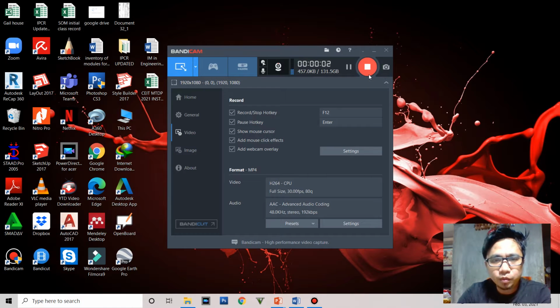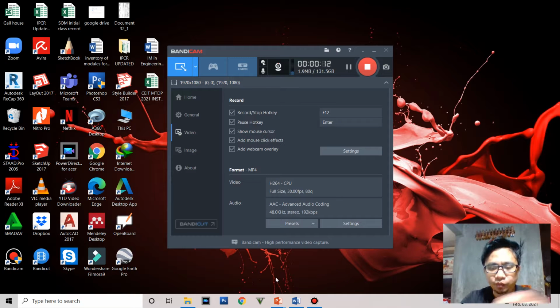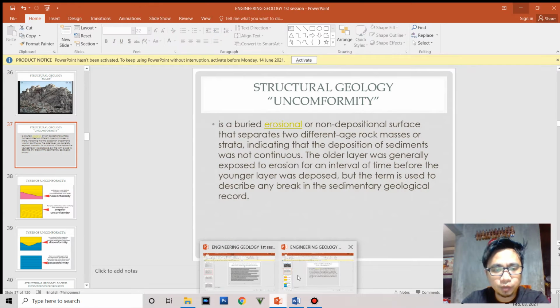Okay, so welcome to our next session. To recap, we had discussed the main branches of geology. I think we ended up with structural geology. We discussed some geological phenomena like faults, and some details on it.